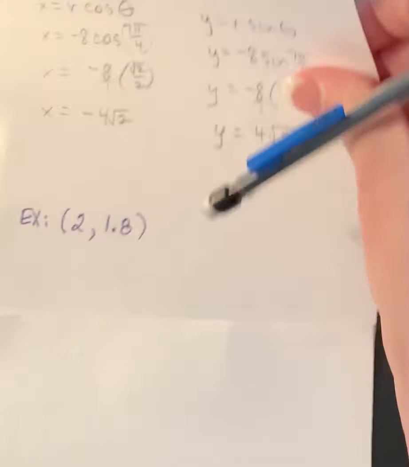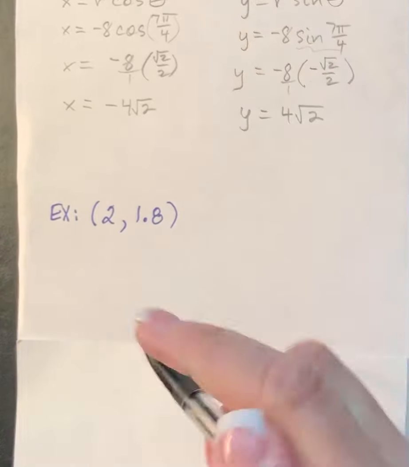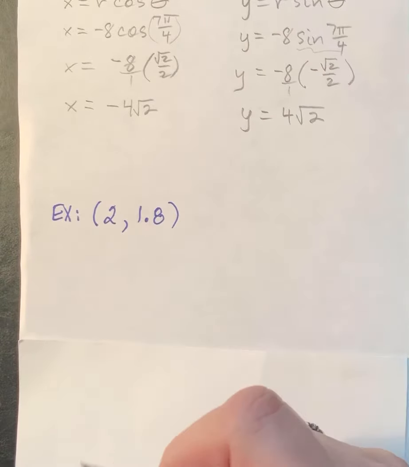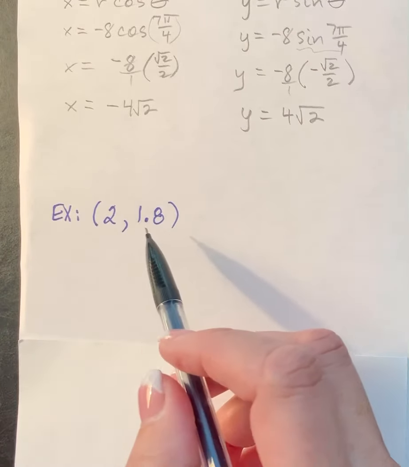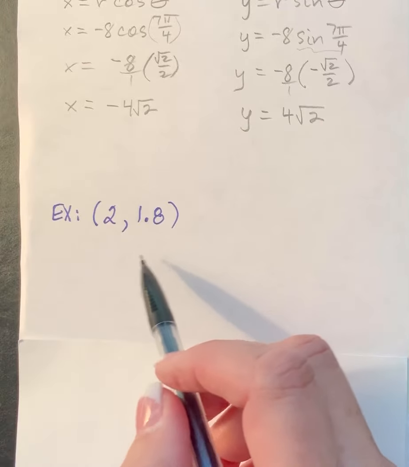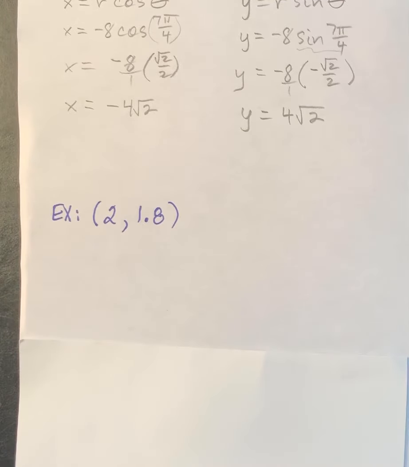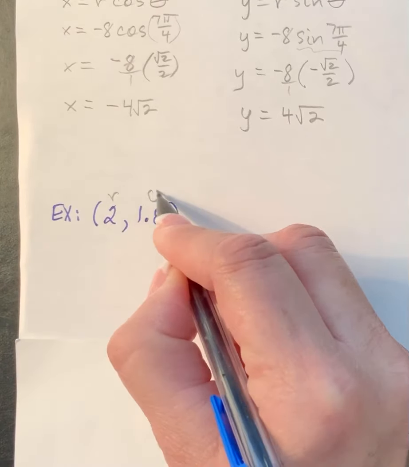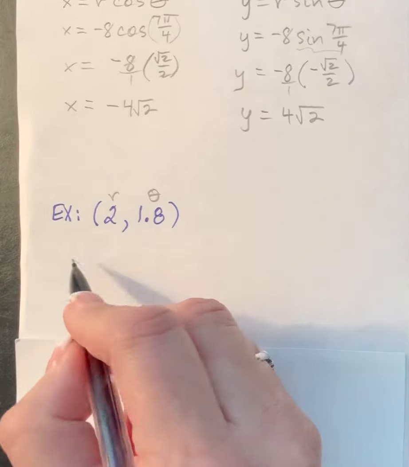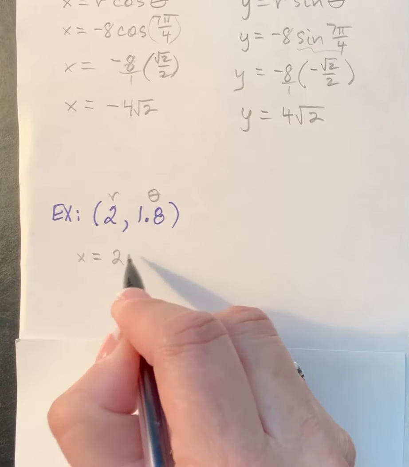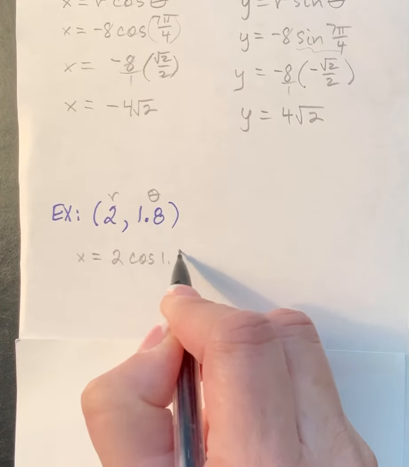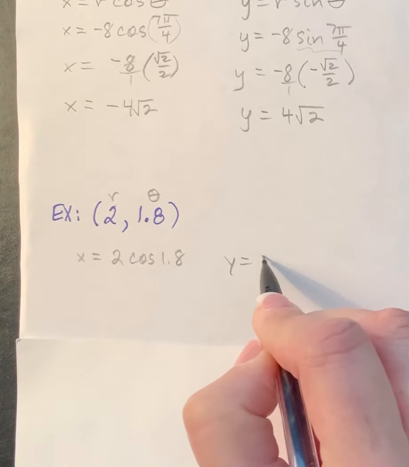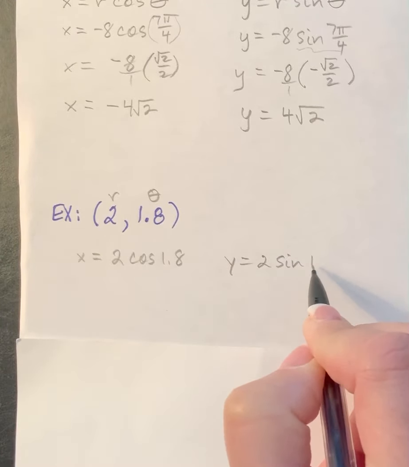All right, here's another one. This one doesn't have special angles. 2 comma 1.8. If that was all someone gave you with no directions at all, you really wouldn't know which system this was in. But this said to convert to rectangular, so we know that r is 2 and theta is 1.8. So then x is going to be equal to 2 times the cosine of 1.8, and y will be 2 times the sine of 1.8.